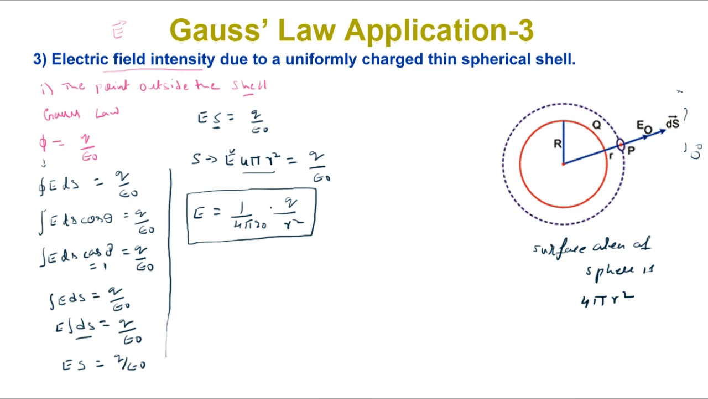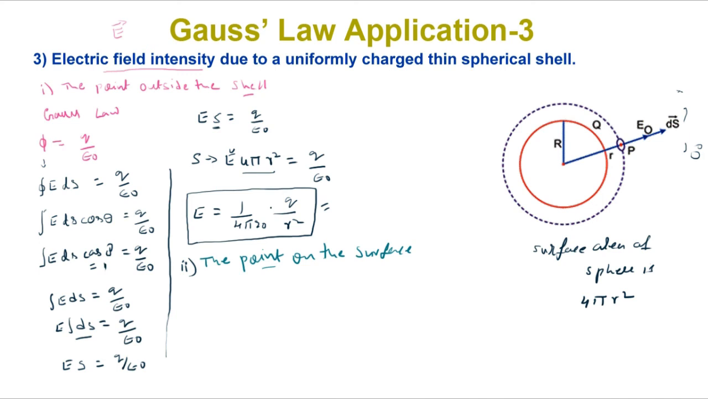1 by 4 pi epsilon naught is a constant, and q is the amount of charge enclosed. Substitute the distance and you will get the field. It is almost similar to the electric field intensity formula. Then we go for the second target, which is the point on the surface. Are you clear?